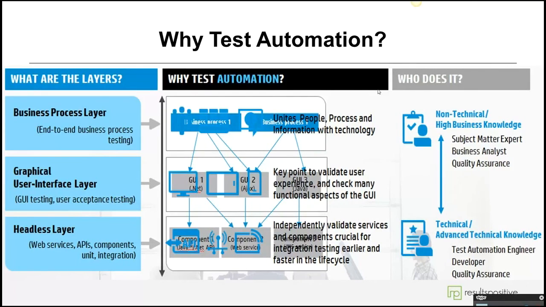There are different layers to test automation, as we know. Starting from the top left, we have the business process layer. In the middle, we have the graphical or GUI layer for user acceptance testing. And in the bottom left, we have the headless layer for web services, APIs, components, and unit integration. The crux of today's call is to focus on the headless layer and how HP UFT helps organizations shift left and focus more attention on testing the APIs or web services that are stubbed out and speak to all these third-party or even internal applications.